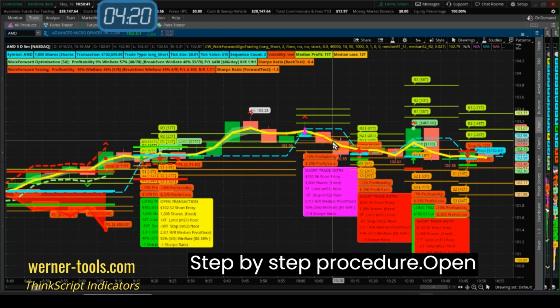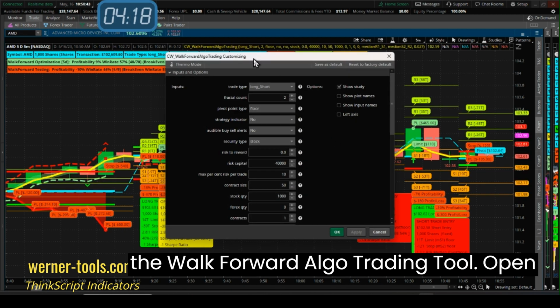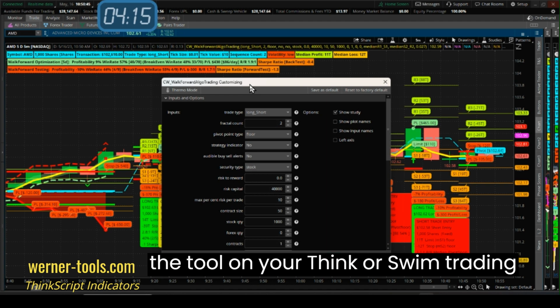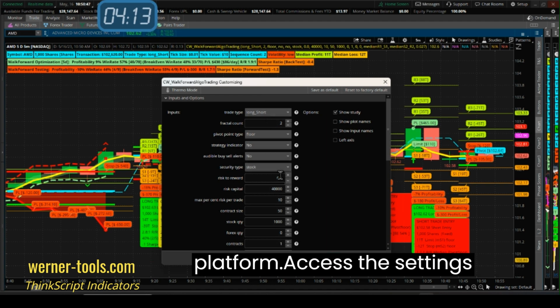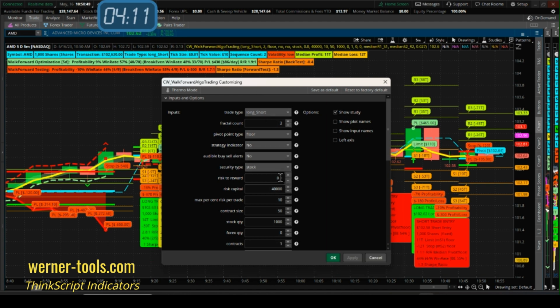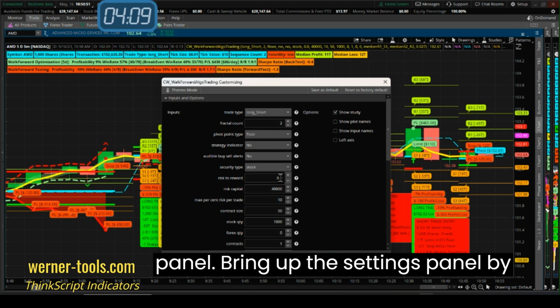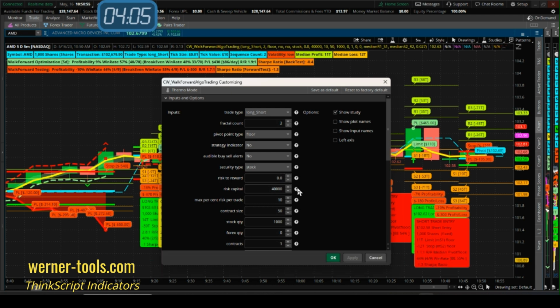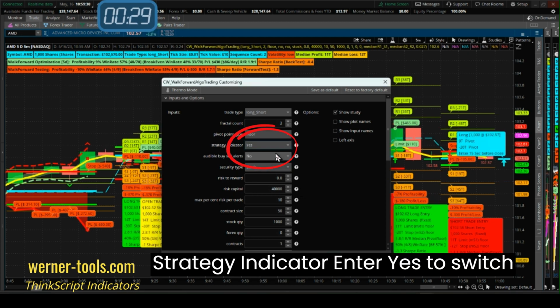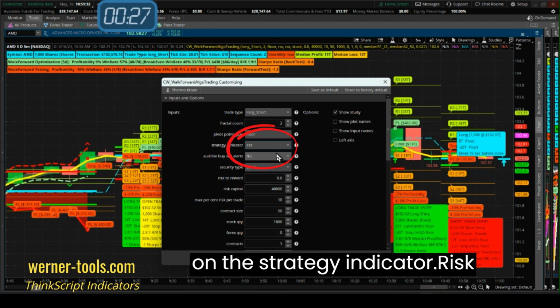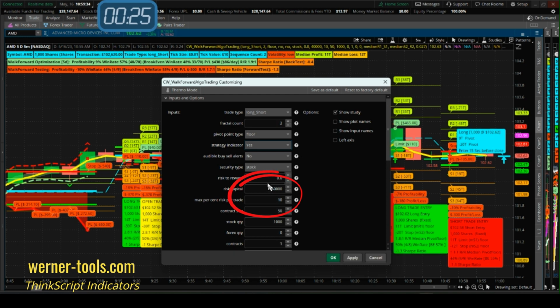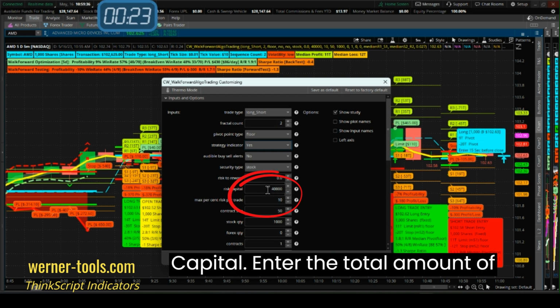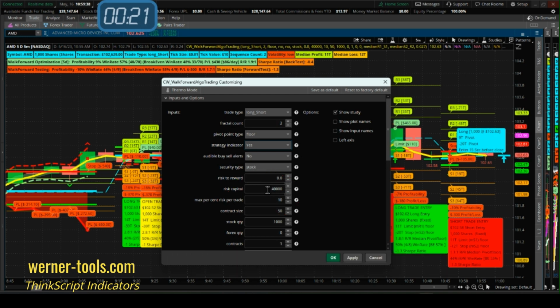Step-by-step procedure. Open the Walk Forward Algo Trading tool. Open the tool on your Think or Swim trading platform. Access the Settings panel. Bring up the Settings panel by double-clicking on any red or green shaded area. Strategy Indicator. Enter Yes to switch on the strategy indicator. Risk Capital. Enter the total amount of capital you are willing to risk.